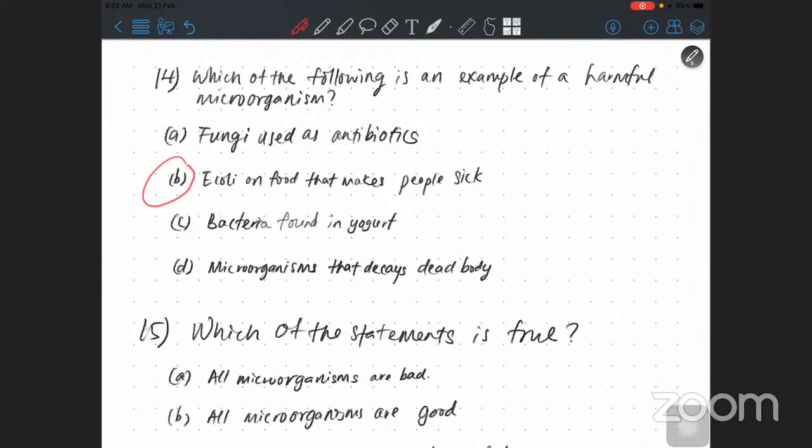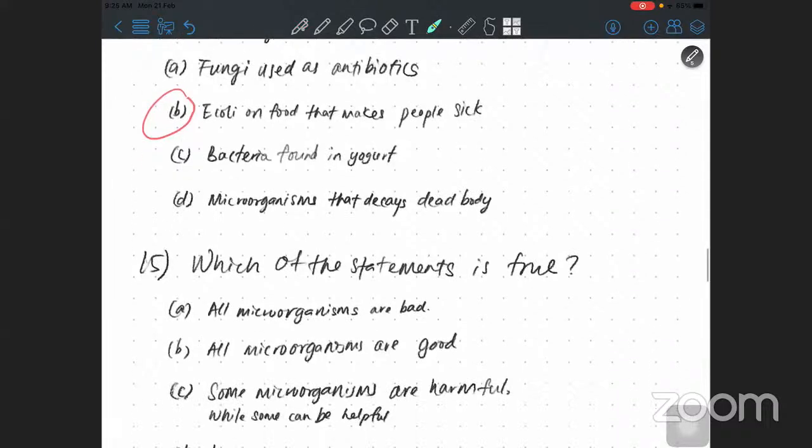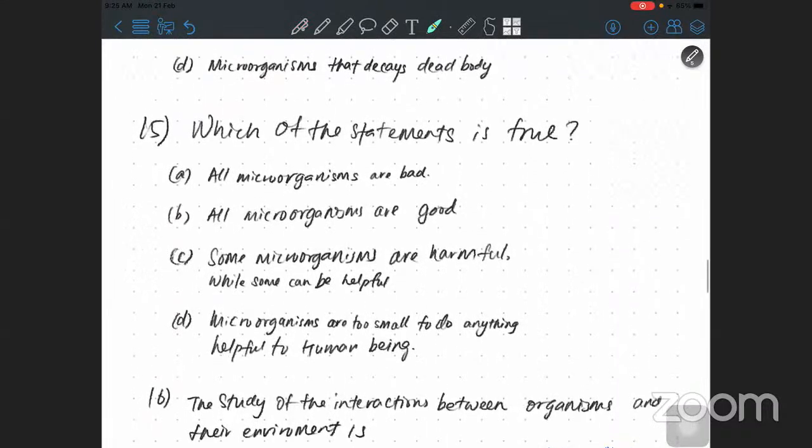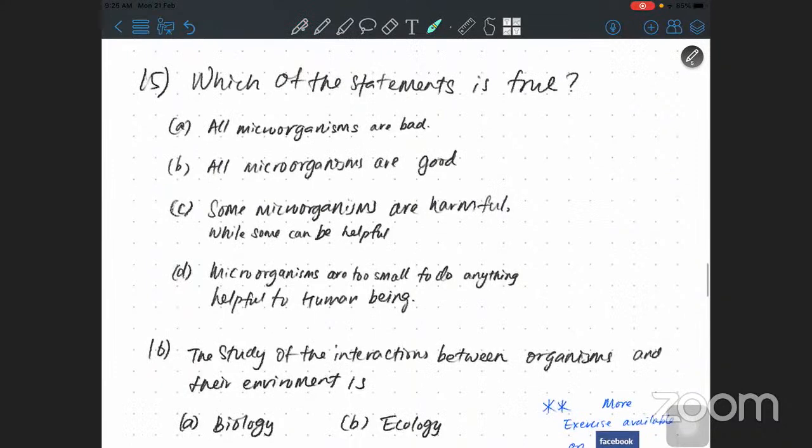Microorganism that decays dead body. You may say, yeah, decay, teacher. Do you think decay is good? So our things will decay fast, right? However, can you see this one? This is a dead body. So this body is a helper to have our carbon cycle, nitrogen cycle. So the answer will be B. Yeah? Okay, I think these are the last 2 questions already.